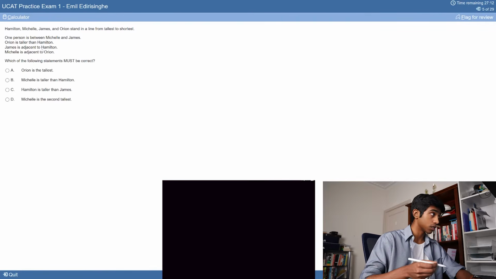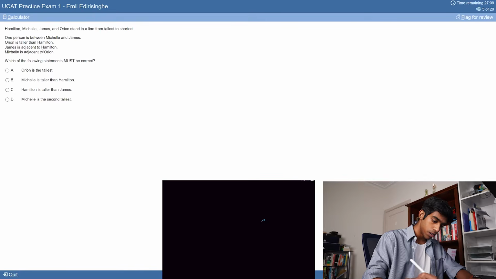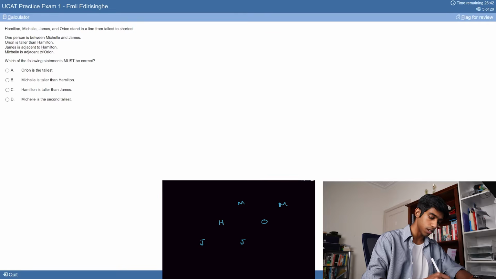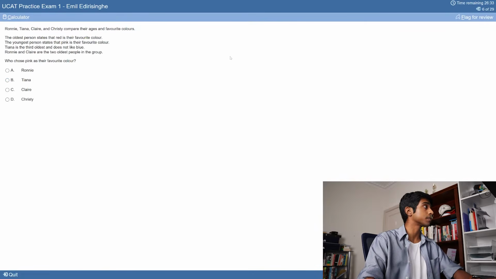Okay, so I'm just going to write Orion, Hamilton. James is adjacent to Hamilton. Michelle is adjacent to Orion. So it could be Michelle here and Michelle here, or it could be James here and James here. But one person is between Michelle and James. So it has to be here and here, or here and here. So then, yeah, Michelle is always taller than Hamilton. Okay.